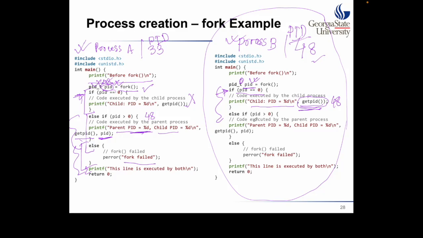Now, the else if block will never be executed, because the if block was satisfied and executed. This printf statement will again be executed by both the parent process and the child process, as we have already discussed. So I hope that it makes things clear.